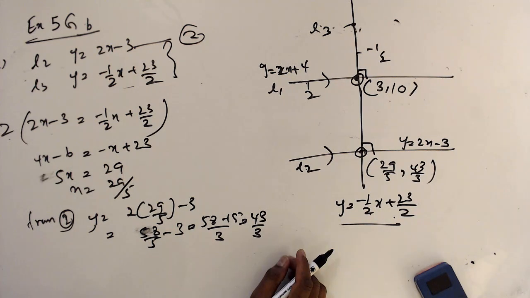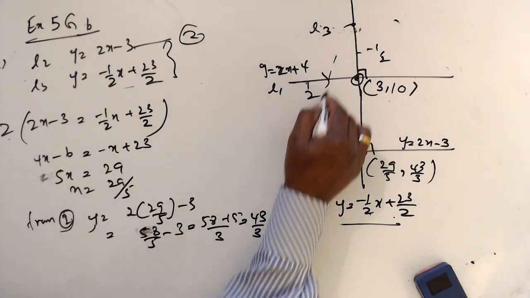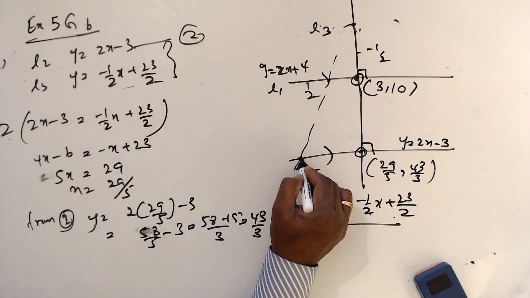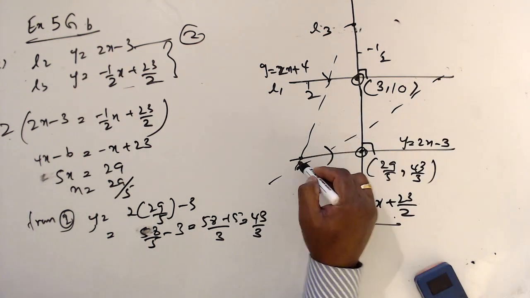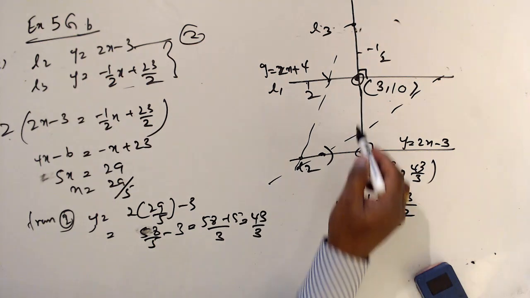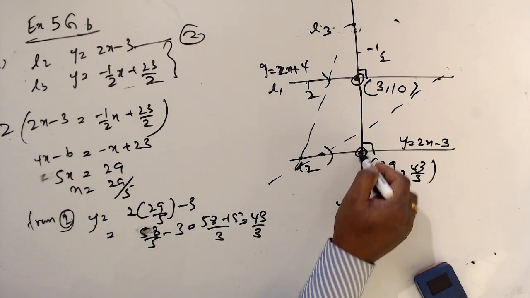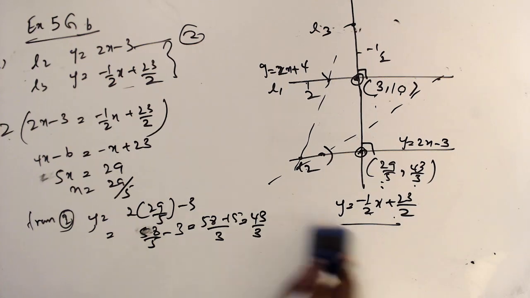Now we need to find the shortest distance between L1 and L2. If you look at this distance, it is not the shortest. If you look at this distance, this is not the shortest. The shortest is the perpendicular distance. Now we have the perpendicular distance and we know the coordinates, so we know how to find the distance.